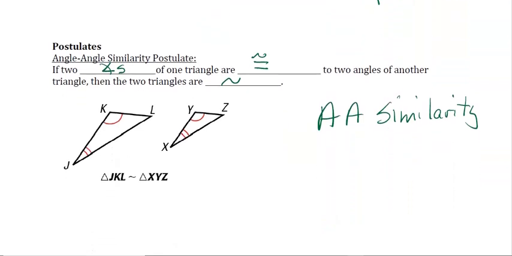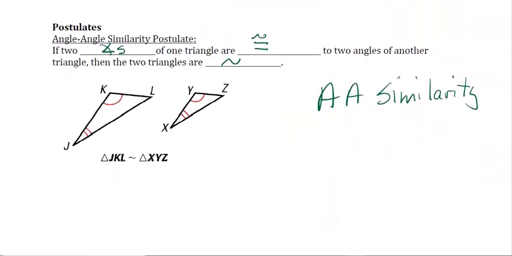This postulate is the angle-angle similarity postulate, and it says if you can prove that two angles of one triangle are congruent, and notice I'm using the congruency symbol right here, not a similarity symbol. So congruency means that they're exactly equal to two angles of another triangle, then the two triangles themselves are similar.